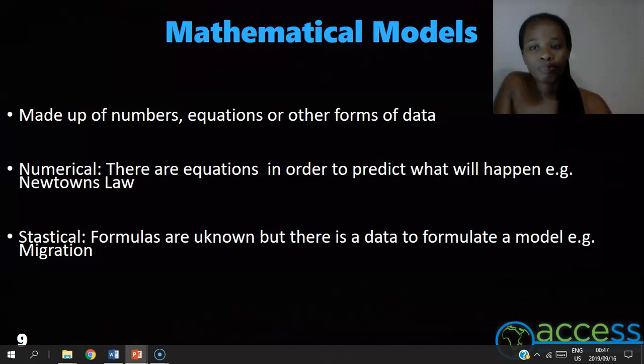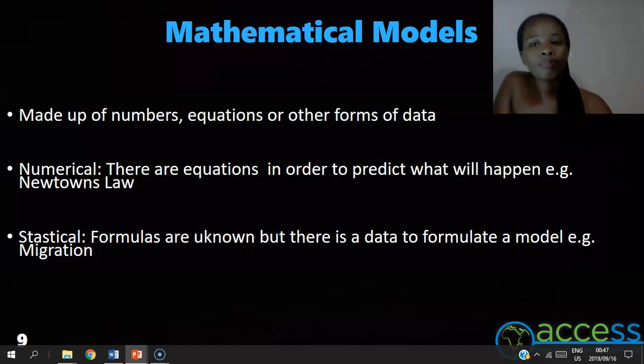For example, Newton's third law of motion states that if we have 2 objects, object A and object B, when object A exerts a force on object B, object B exerts an equal force on object A, but in an opposite direction, meaning FA is equal to minus FB.